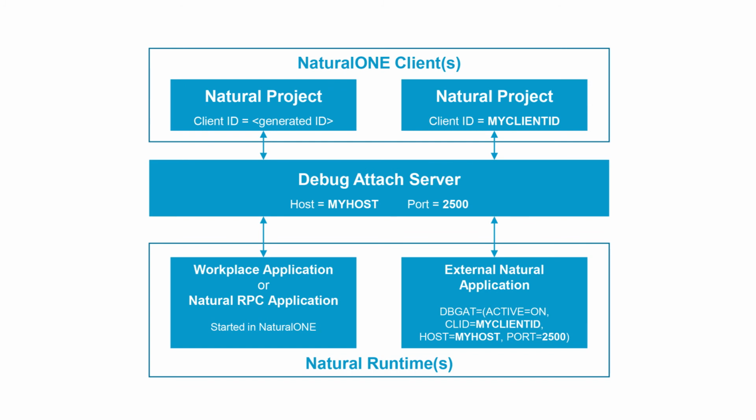This will register that you are running a debug session under the control of the Debug attached server. Then you need to specify that this program execution is registered to the Debug attached server with a specified client ID for your batch program or your RPC server. This allows the Debug attached server to match these two client IDs when you execute your batch or RPC run.